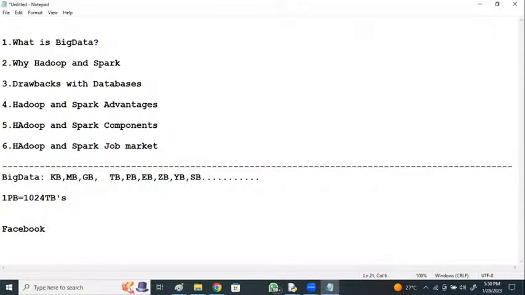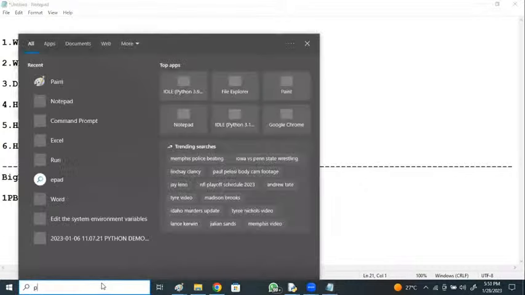Facebook has users not only within the country but millions and trillions of users throughout the world. What is the data generated by Facebook in a minute? How many posts and videos are getting circulated? What should be the storage capacity to store all those videos and posts? The data generated is not in MBs or GBs, but in terabytes and petabytes. And not only Facebook: today many applications are generating data in petabytes.